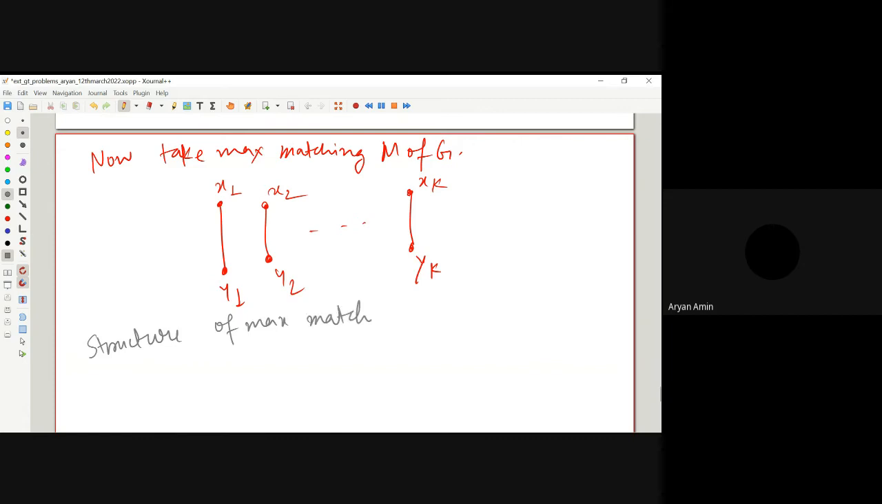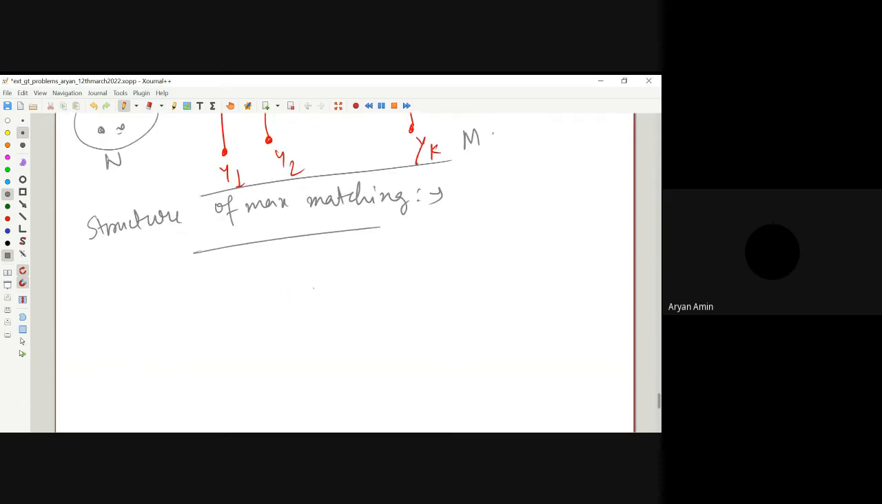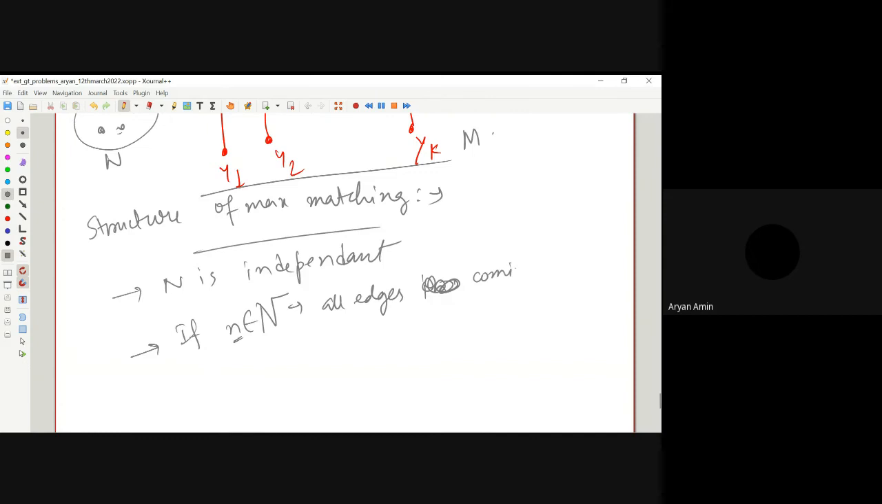Now also one important thing. Suppose this is the rest of the graph. This was N and this is M. Note that first of all we discussed that N is independent, right? No edges from N to N. So if n is a vertex in N, all edges coming from n are incident on some vertex of M.